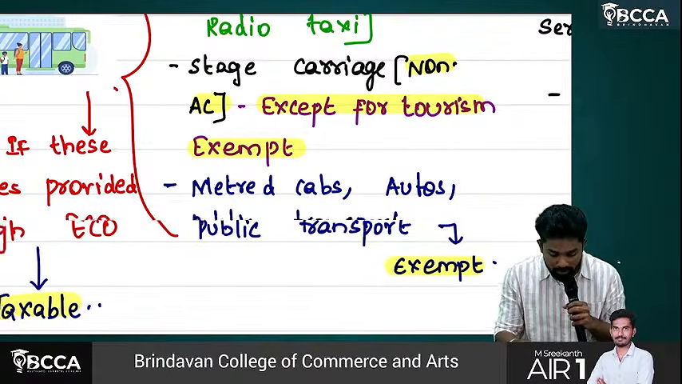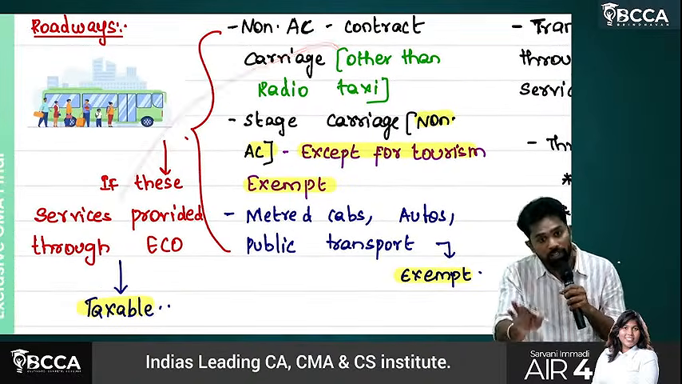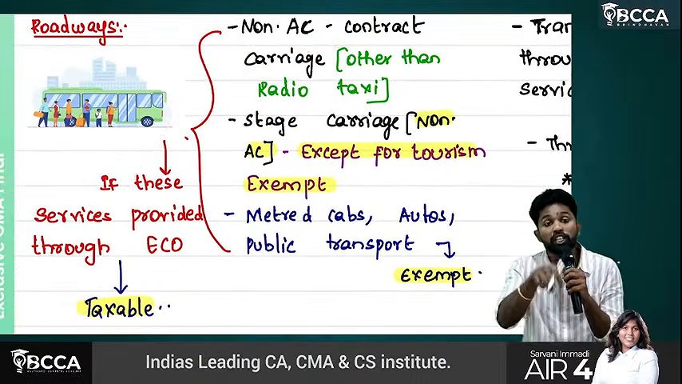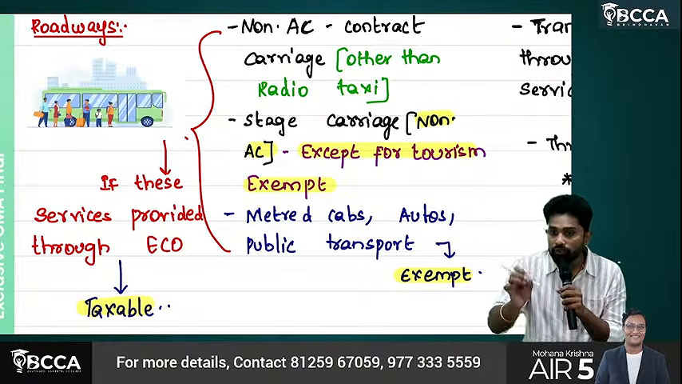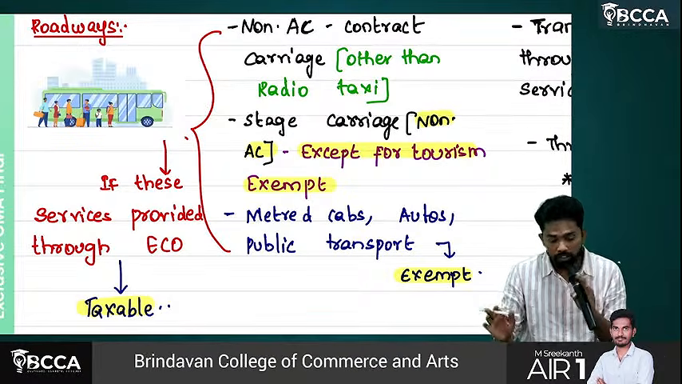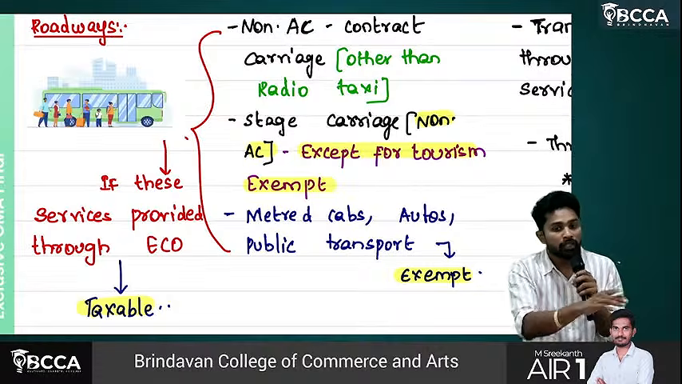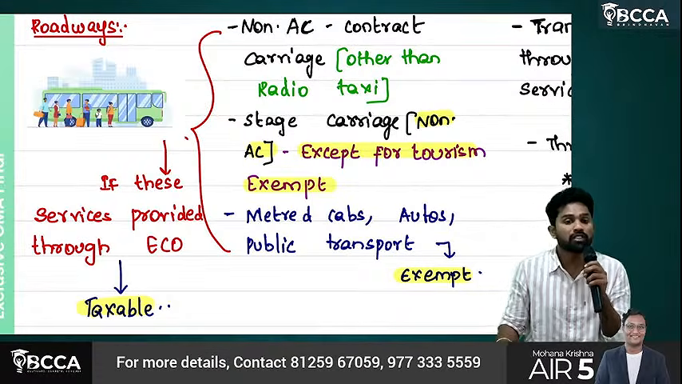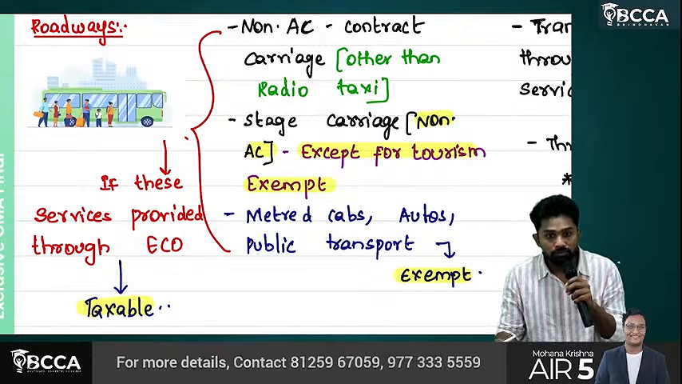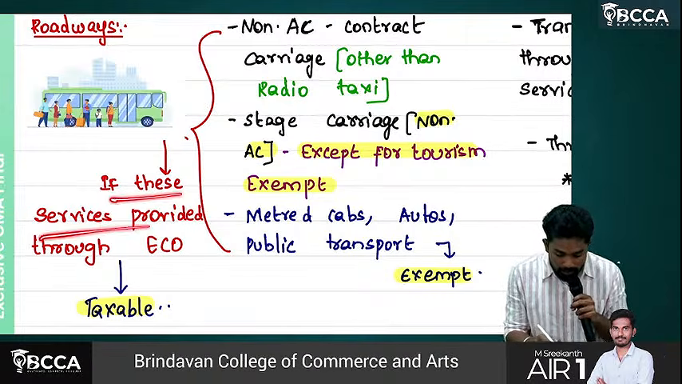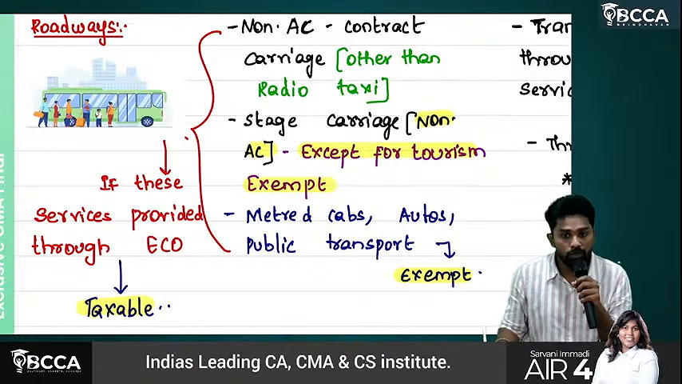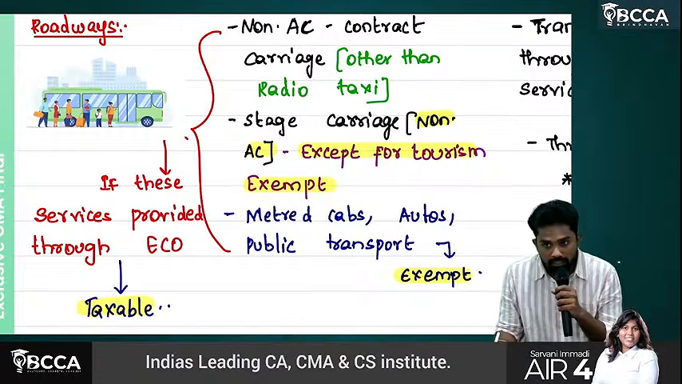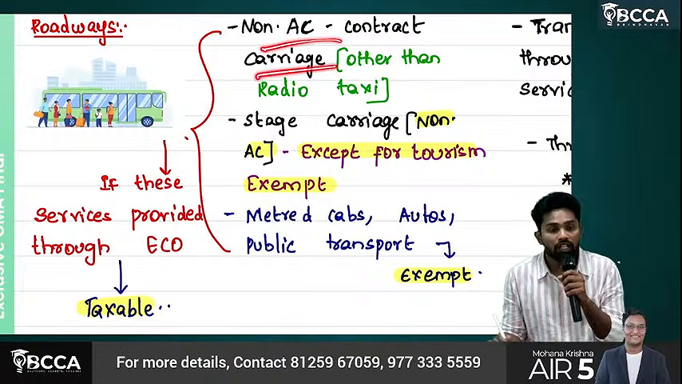Exempted. But one more thing, sir: even though exempted, when they are provided through an e-commerce operator, it changes. Normally if you take an auto to another place and he asks 300, that 300 is exempted only. But if you book the same auto through Rapido, it is taxable. So if these services are provided through an e-commerce operator, they are what? Taxable. Understanding, sir?